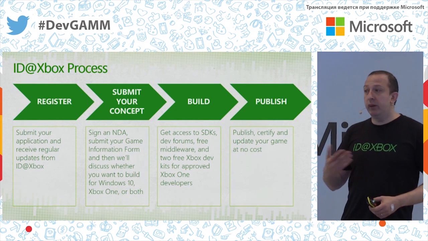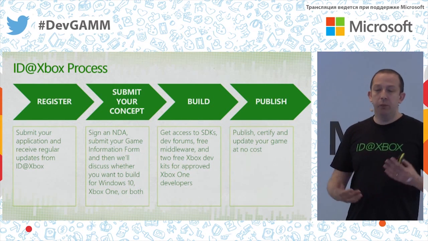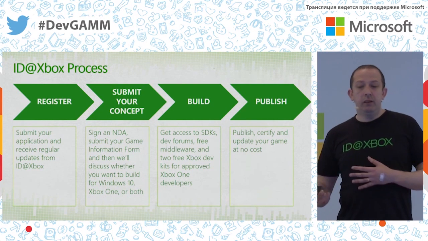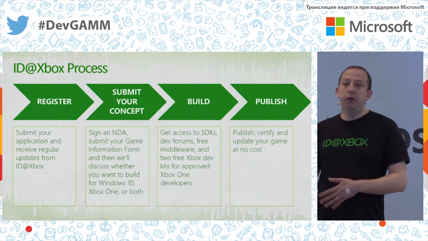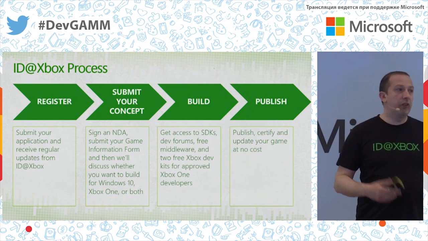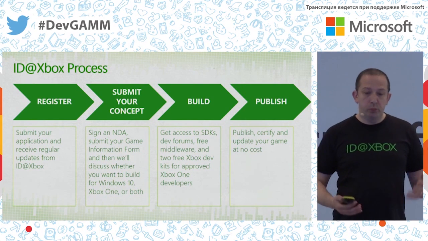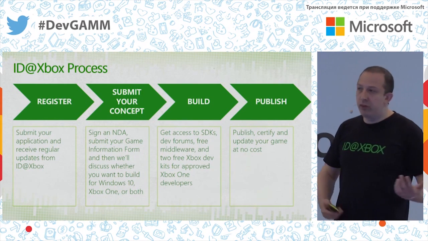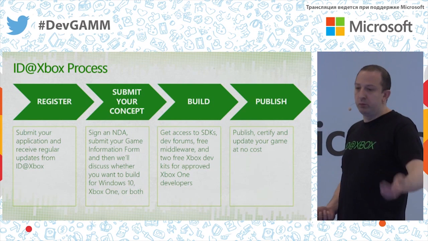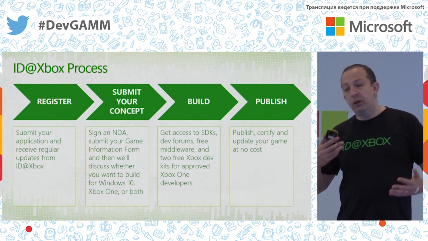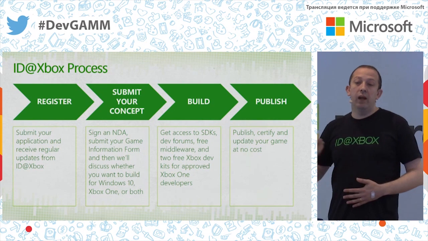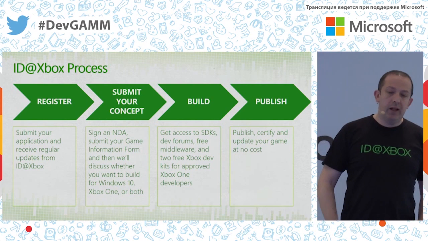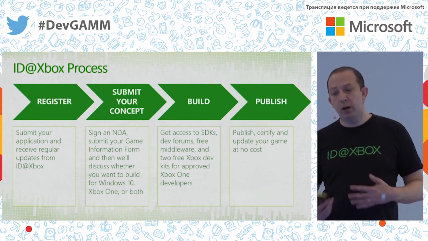The moment you start registering, you're going to get a monthly newsletter. So we keep everybody that has applied to the program up to date. Then you sign your NDA. You submit your concept. So you just give us a high-level overview of the product you want to bring. Tell us whether you want to go to Xbox, to Windows 10 Xbox Live, to both of the platforms, or just Windows 10. And then from there, you go on a journey to get access to the SDK, the development forum, the dev kits, the free Unity license, and you start developing your product.